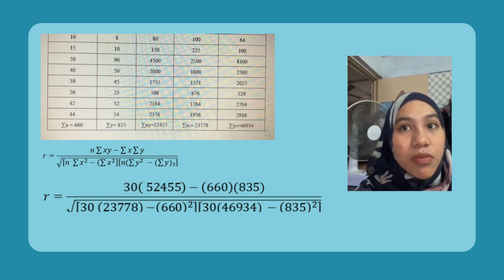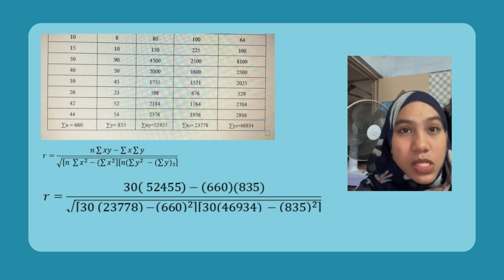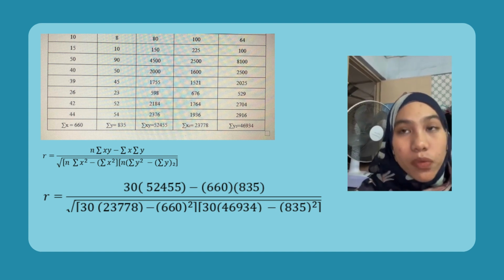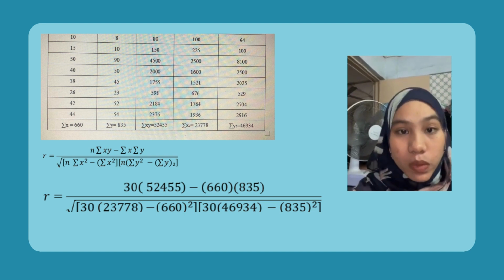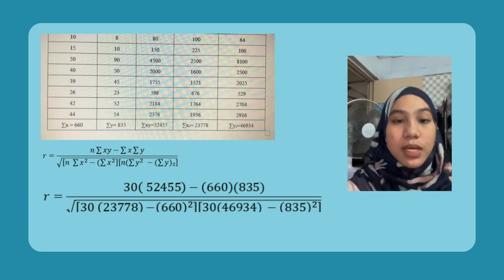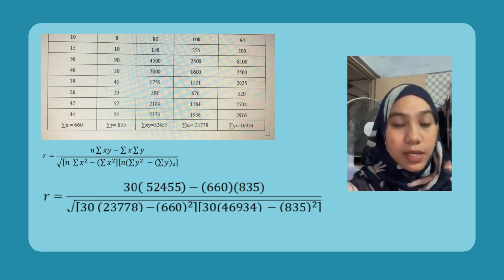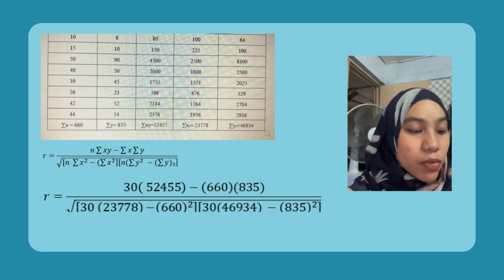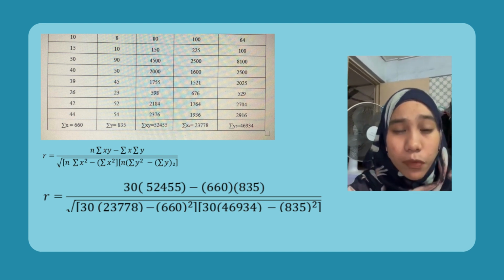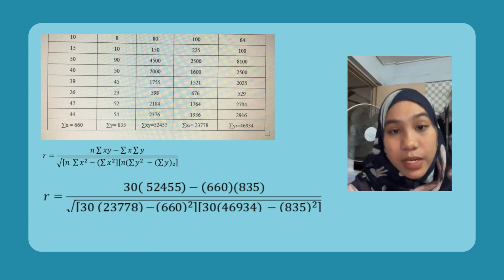Just take the value from the dependent variable, which is the result, and put the power of 2 to get the summation of y power of 2. Okay, this is an example of the formula that you can use for the Pearson product moment correlation coefficient. For this formula, you must remember it if it is not provided in the exam.